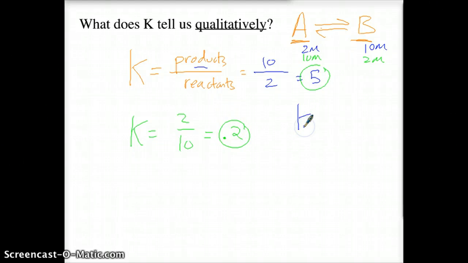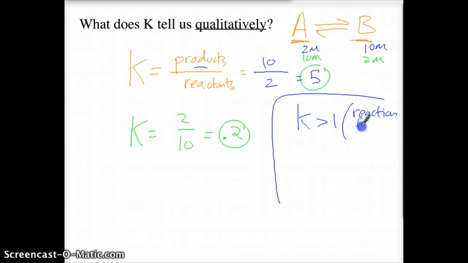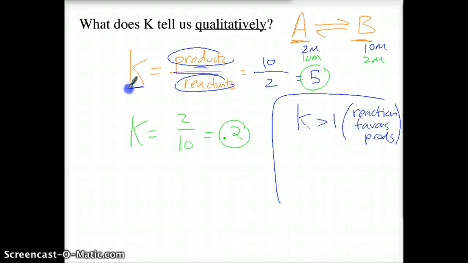Whenever K is greater than 1, that means the reaction favors the products. Which means that at equilibrium, write this down, the concentration of products will be greater than the concentration of reactants. And you can remember that by thinking that it's always products over reactants. So in order for this number to be bigger than 1, the products, the numerator, has to be greater than this number, as in this example.